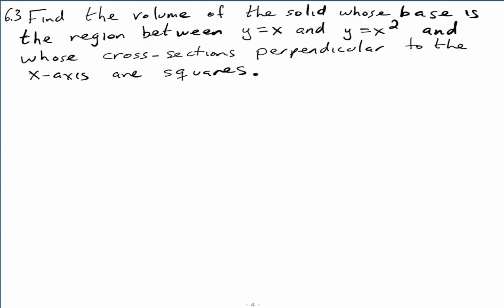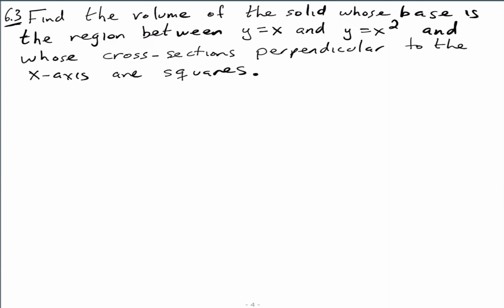All right, so this is the next section, so the idea is very similar. It's just a little bit different. So here we have a solid whose base is the region between y equals x and y equals x squared. So the same region that we just did, right? But the cross sections this time are going to be perpendicular to the x-axis.